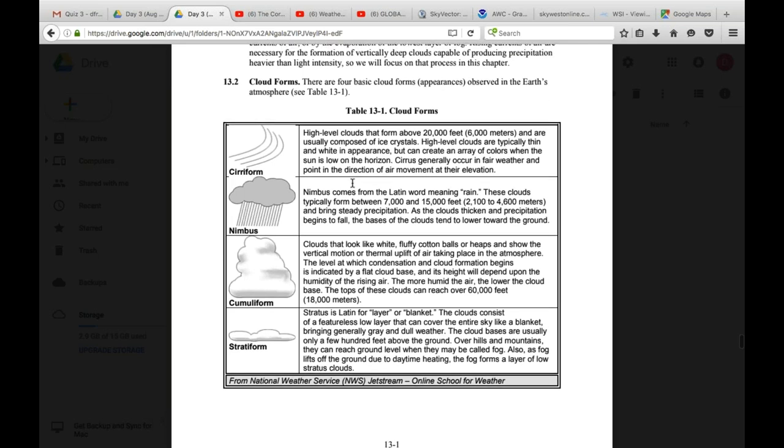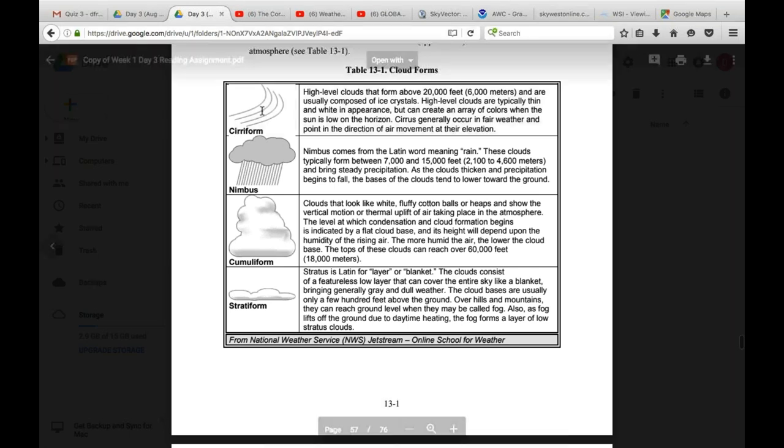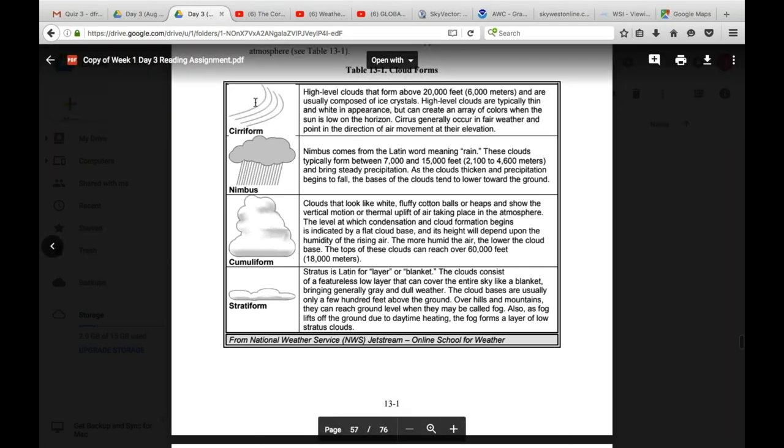So, cloud forms. High-level clouds that form above 20,000 feet are usually composed of ice crystals. It's going to be really cold up there. High-level clouds are typically thin and white in appearance, but can create an array of colors when the sun is on the horizon. That is going to be our cirriform. So cirrus is going to be really high.